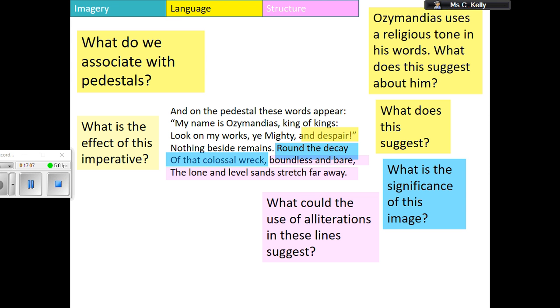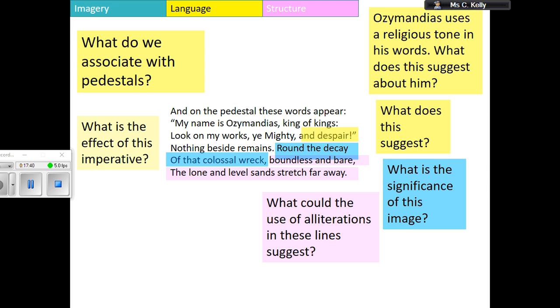So this is the last little bit that we're going to look at. I've got lots of questions for you on this one. Again, I'll talk you through the questions, then you pause it, write your own answers, and then compare them to my answers. So the first one says, what do we associate with pedestal? The pedestal is the stone bit that the statue is sat on. I want you to think about the word pedestal. You can look it up and see what Google tells you, or look it up in a dictionary. So I'm going to move on to the question below.